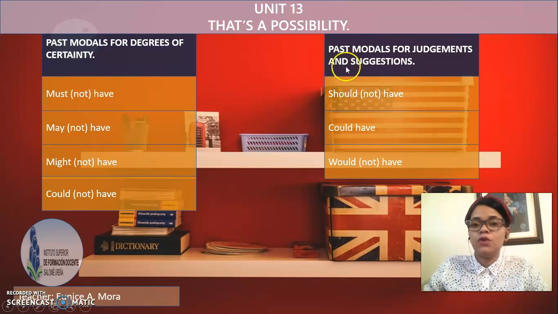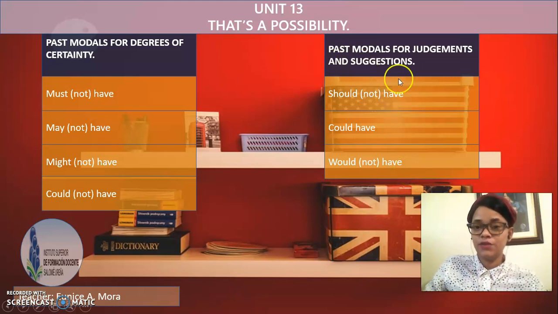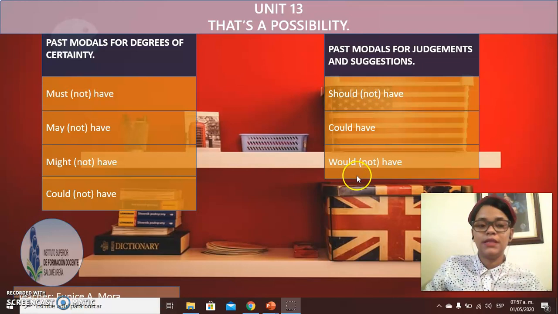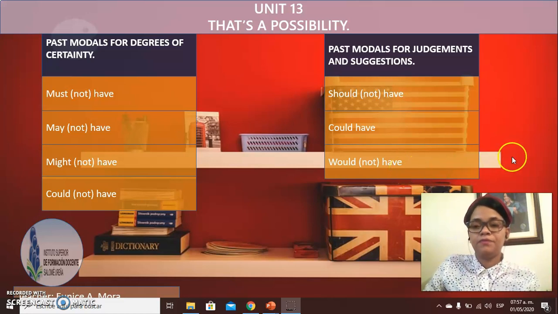We are also going to work with past models for judgments and suggestions, which are should have, could have, and would have. But notice that in this group of past models, could have doesn't have the negative form. So we only use the negative form of should have, which is should not have or shouldn't have, and the negative form of would have, which would be would not have or wouldn't have.